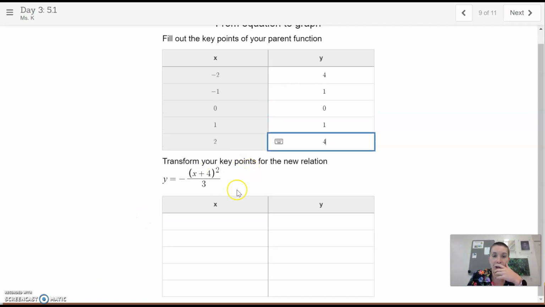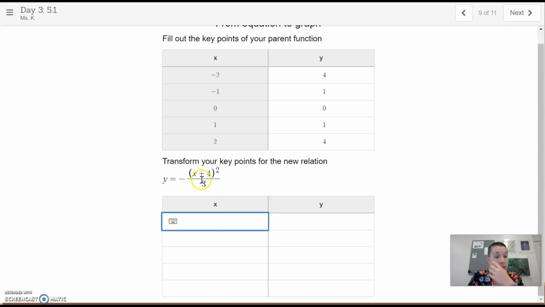Now we need to find our new x points. If you notice here, this equation is wrong. This 3 should also be inside of the parentheses. I'm sorry if that confused you. I just didn't type those extra parentheses. So first thing, we had 2 things happen to our x variables, right? We know that we are moving left 4, but we're also dilating or stretching by a factor of 3.